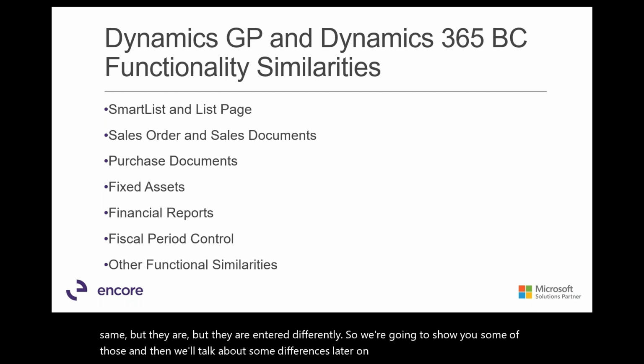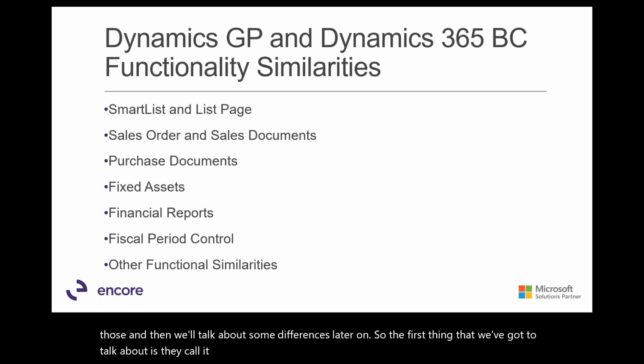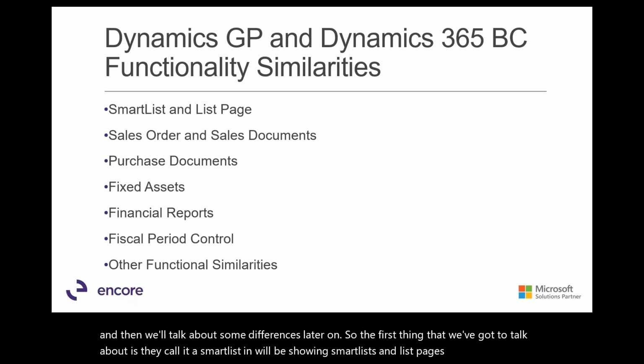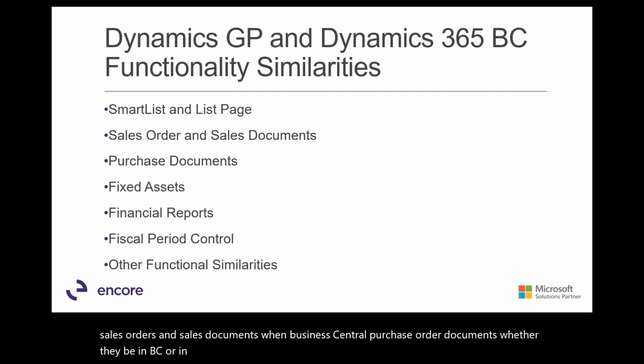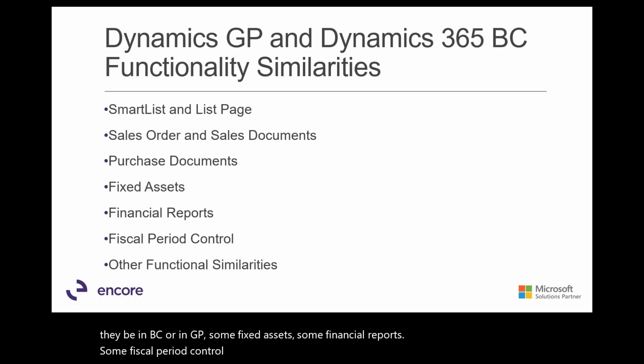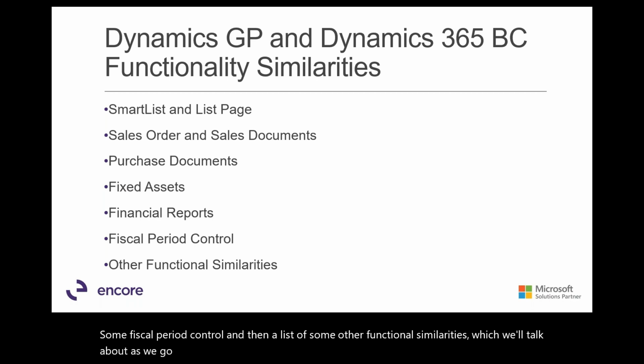So the first thing that we've got to talk about is what they call Smart List. We'll be showing smart lists and list pages. We'll be showing sales orders and sales documents in Business Central, purchase order documents, whether they be in BC or in GP, some fixed assets, some financial reports, some fiscal period control, and then a list of some other functional similarities, which we'll talk about as we go through. So the first one we're going to talk about is Smart List.